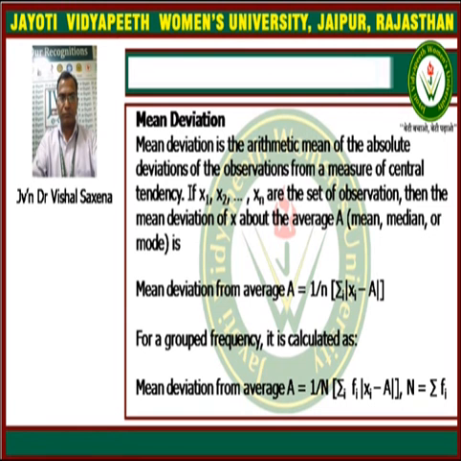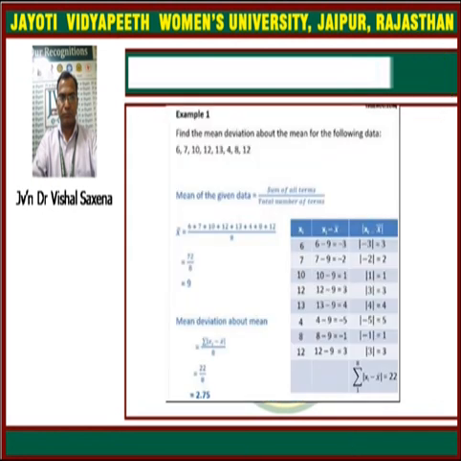In this formula, capital N shows the total number of data, fi represents the frequencies, xi represents the data set, and A is the average value about which the mean deviation is to be taken. So A may be the mean, median or mode here. Now we take an example to understand.